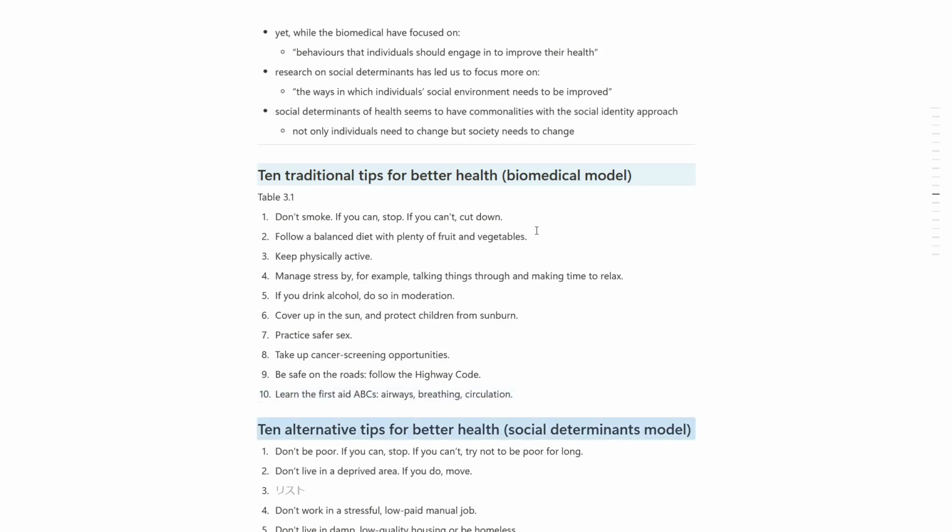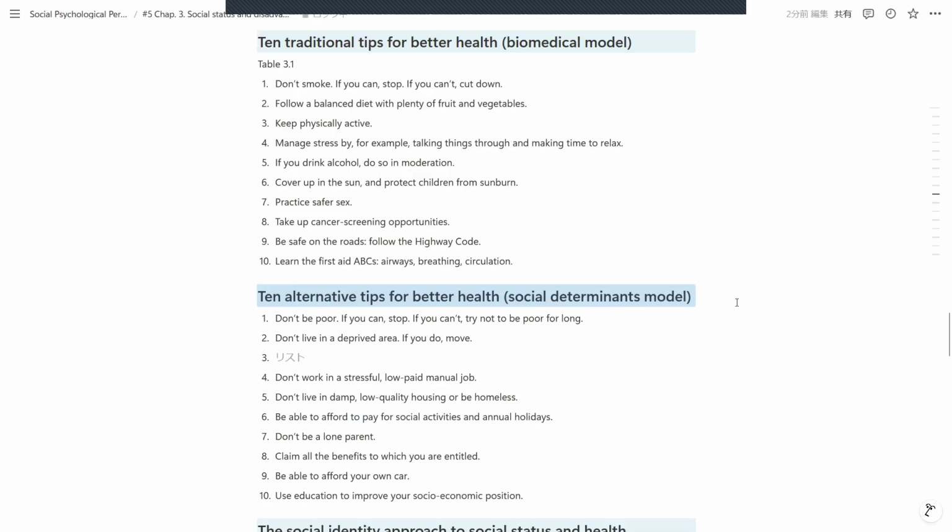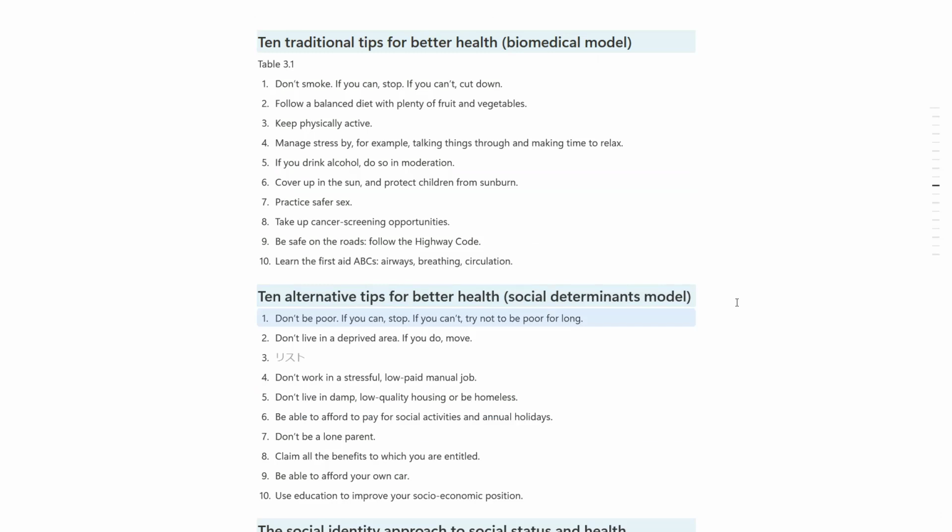Another 10 tips for better health are based on the social determinants model, which may be less familiar to you. One, don't be poor. If you can, stop. If you can't, try not to be poor for long. Two, don't live in a deprived area. If you do, move. Three, I found it wasn't very appropriate, so I just skipped. Four, don't work in a stressful, low-paid manual job. Five, don't live in damp, low-quality housing or be homeless.